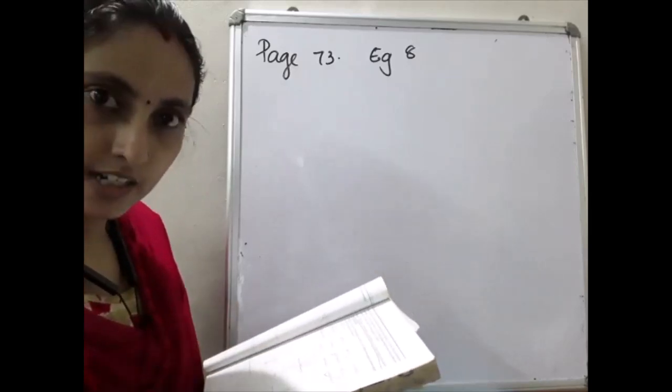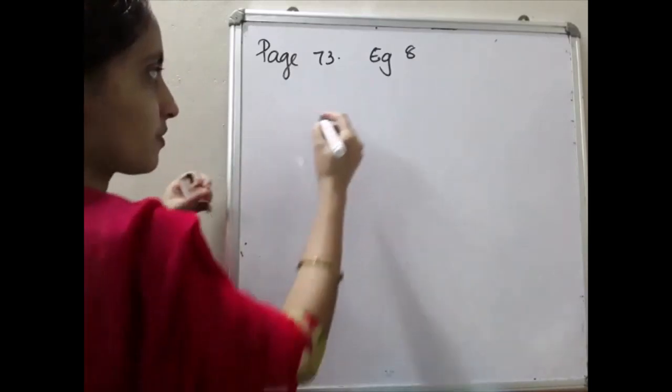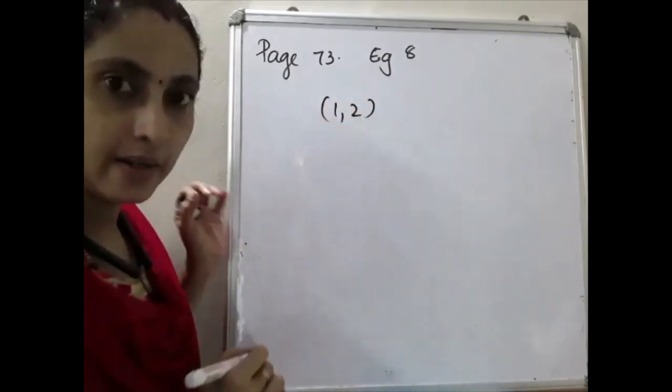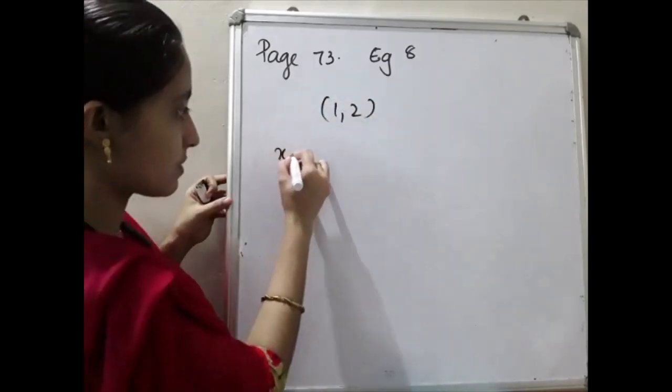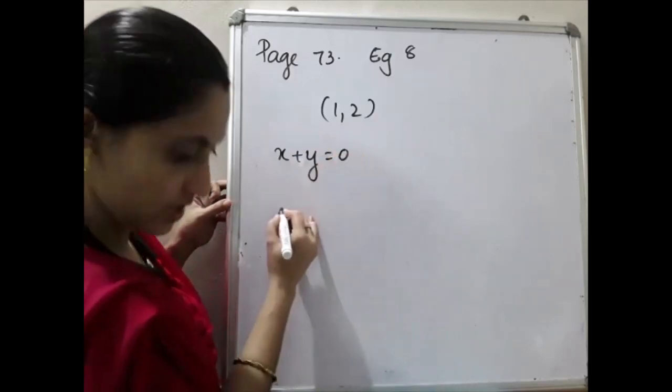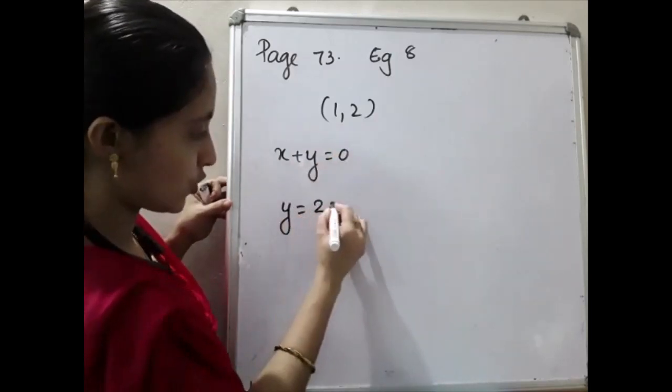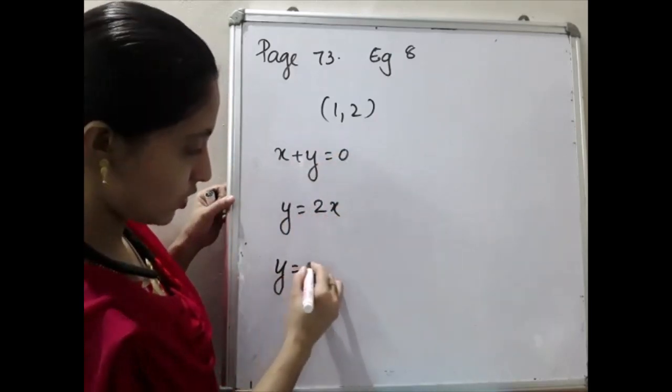Just 1, 2 you have to take. The first point you have to take 1, 2. I'll choose 1, 2, the points. Okay, our equations are what? X plus y is equal to 0, first equation. Second equation, y is equal to 2x. Third equation is y is equal to x.